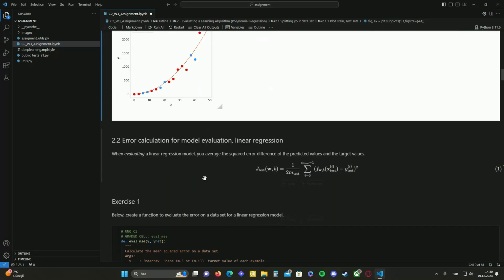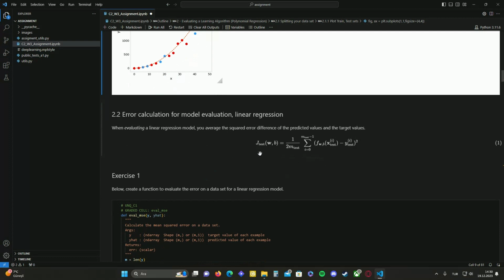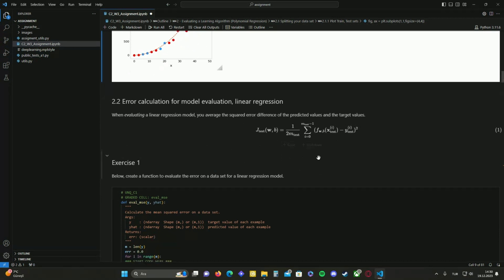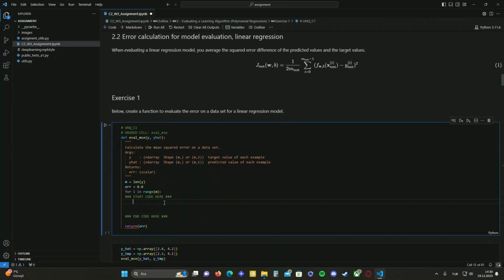Error calculation for model evaluation, linear regression. When evaluating a linear regression model, you average the squared error difference of the predicted values and the target values. Here's our J function. Below, create a function to evaluate the error on a dataset for a linear regression model. Okay, let's code in here.